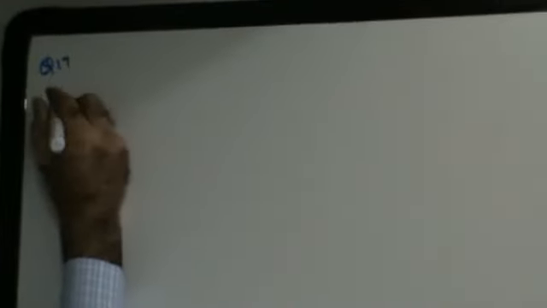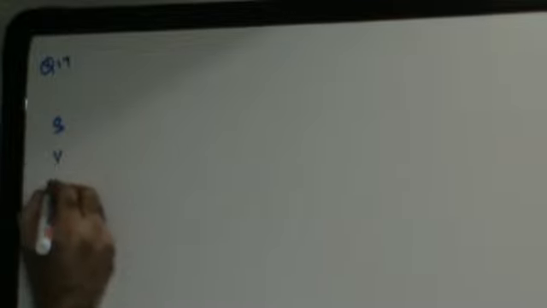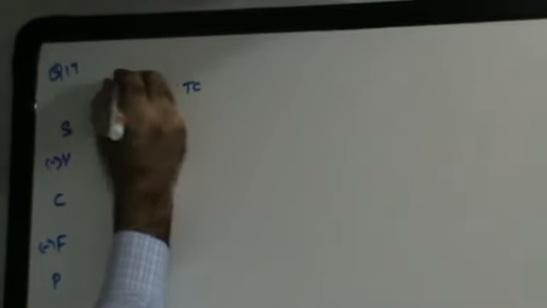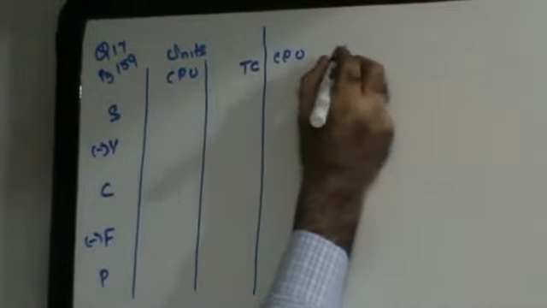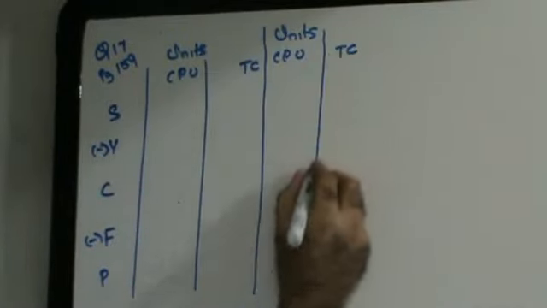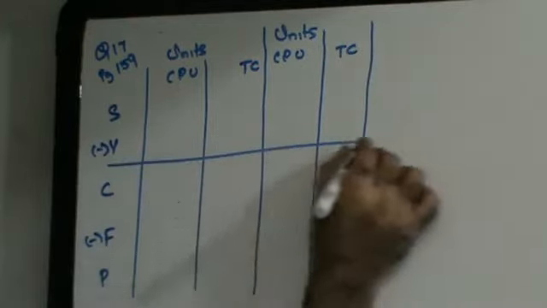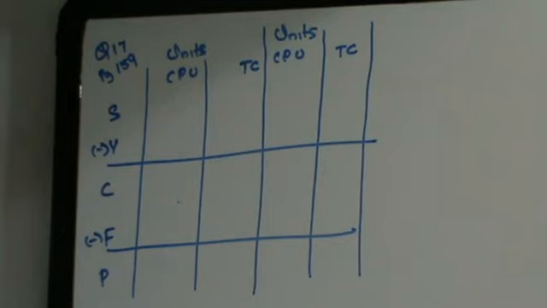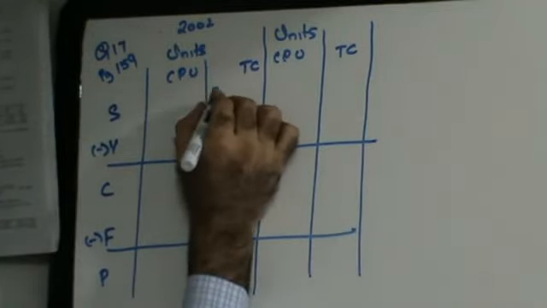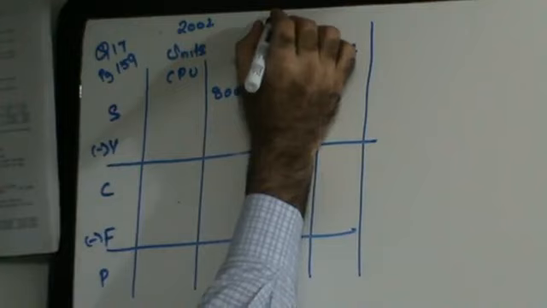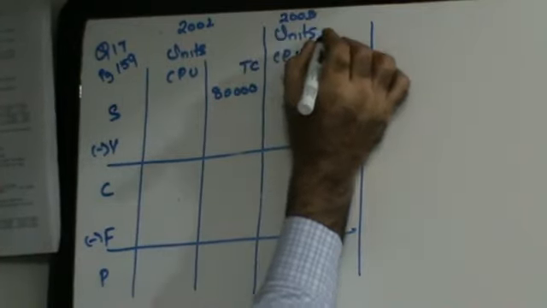Let's see question number 17, page 159. They give you data for 2 periods, so I'm drawing for 2 periods. Now, let's see this. They give you sales in 2002 was 80,000 and sales in 2003 was 90,000.